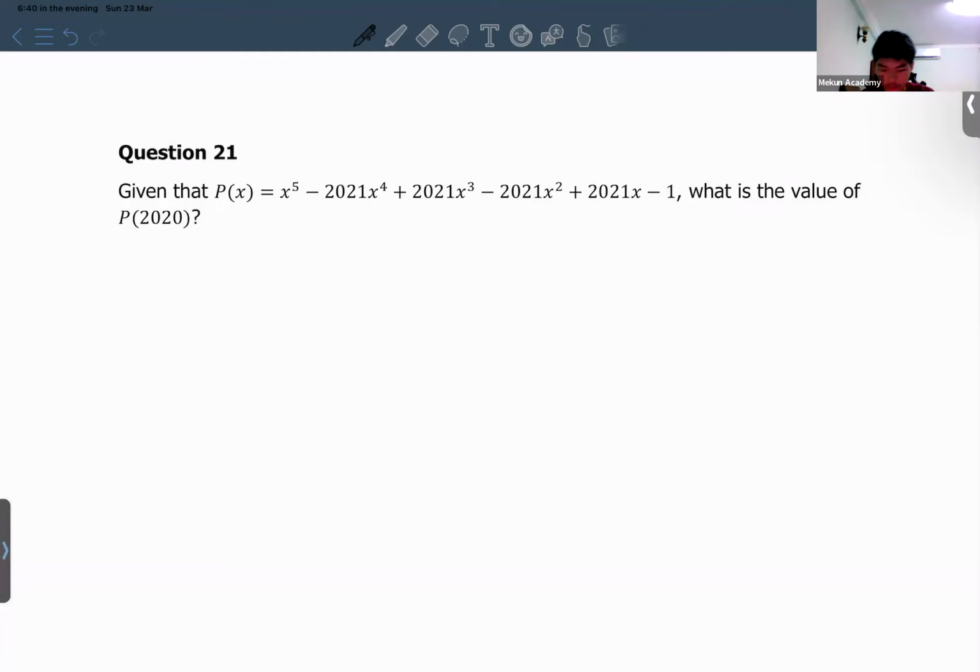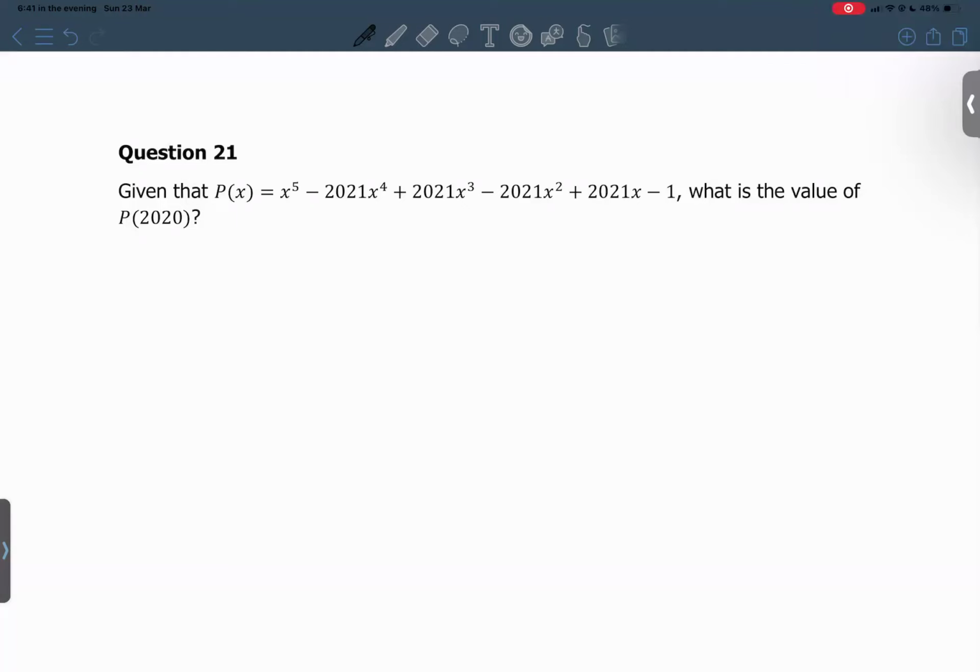So is there anyone who's willing to read this for us? Okay, the Brainiac Factory, you can read it for us. Given that p of x equals x to the power 5 minus 2021 x to the power 4 plus 2021 x cubed minus 2021 x squared plus 2021 x minus 1, what is the value of p of 2020? Thank you. So is there anyone who has any tips on solving this? Do you know any tricks on solving this question?